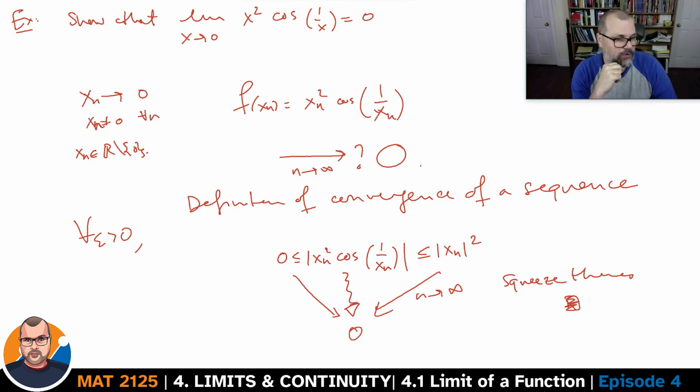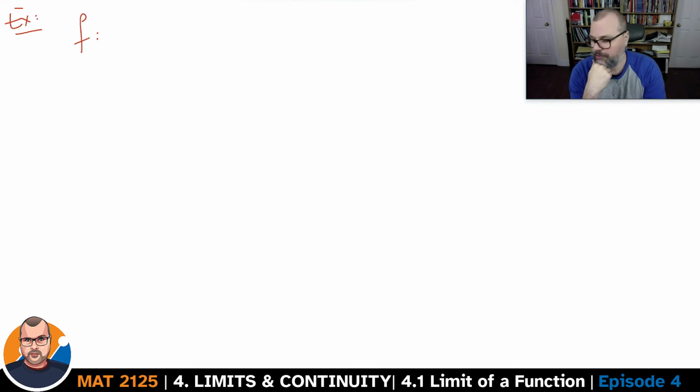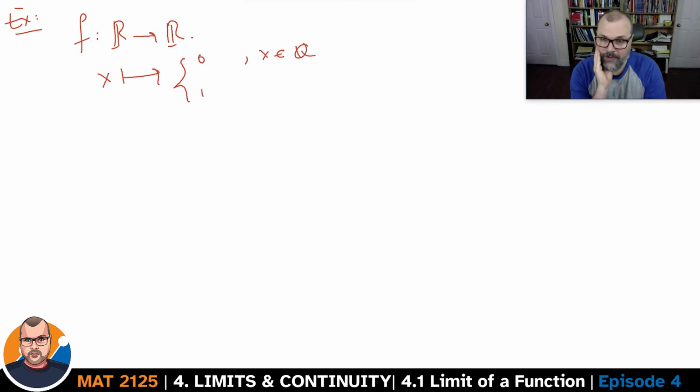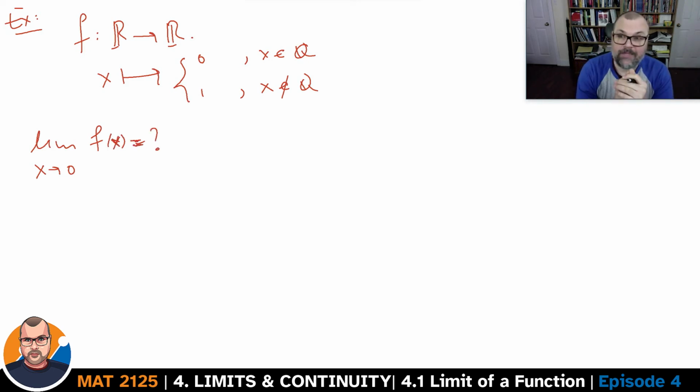Last example we'll do here. A function from R to R, which to every x will associate either 0 or 1 depending on whether x is a rational number or an irrational. What do you think the limit of this function is when x goes to 0? Well, the function is odd. This is definitely not a continuous function. Let's see if we can use a theorem.